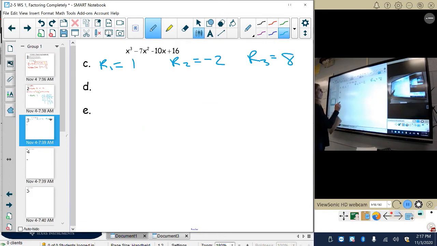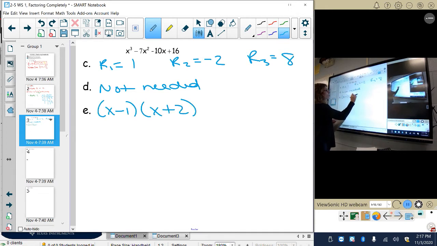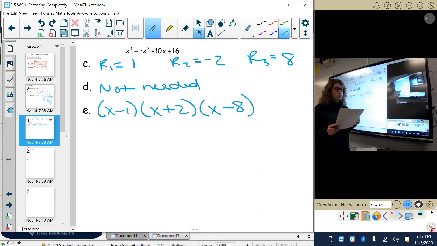So I can say, well, all right, not needed. And then part D said to factor it completely. So that's going to be x minus 1, x plus 2, and x minus 8. And that is the factored completely, and it is done. And we have nothing else that we have to do on that problem. So that is number 1 done.